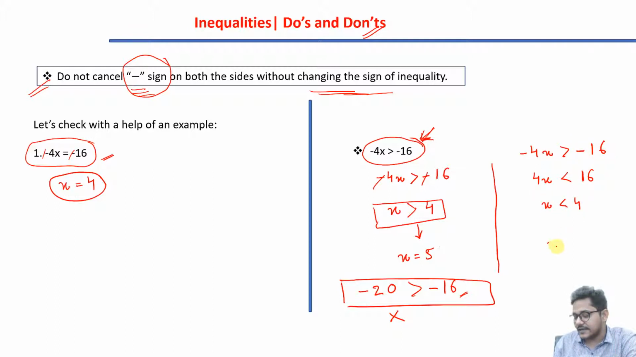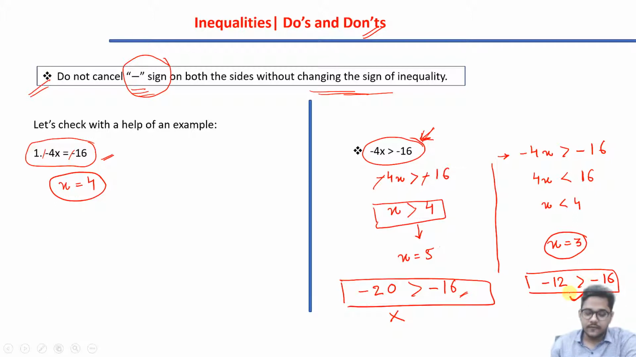Now let's check that. x equals 3. Plug it into this original inequality. It is minus 12 greater than minus 16. Yes, this is true. So always remember that we do not cancel the minus sign in case of inequality unless and until we change the sign of inequality.